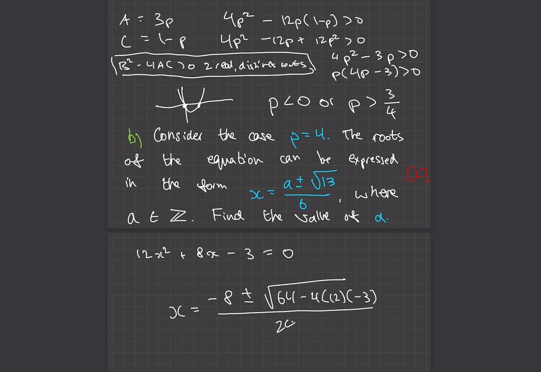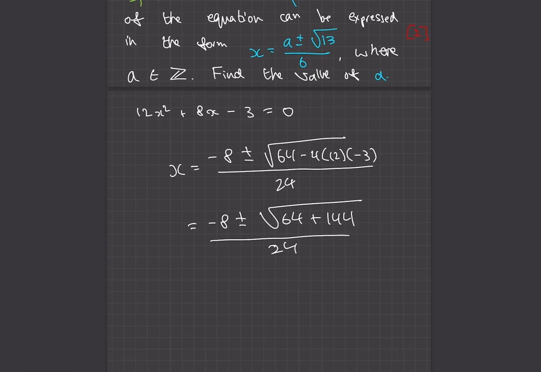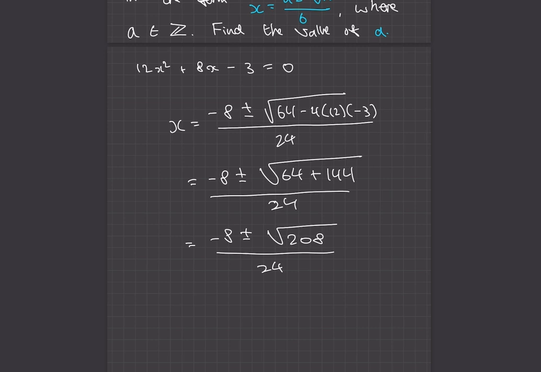over 2a. Of course, it's paper 1, so no calculator. 64, and then this part is going to be plus 4 times 4 is 12, 12 times 12 is 144, over 24. So that's minus 8 plus or minus root 208 over 24. Now I guess the question is, what factor can we pull out?